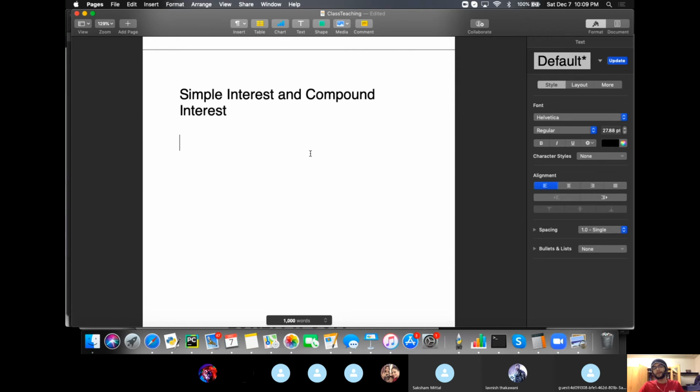Okay, so for example, let's say there are five people in a bank. Each person has put 100 rupees in the bank. So now the bank has a total of 500 rupees. Let us say somebody takes a loan of 500 rupees from the bank. So all that 500 rupees goes to that person.